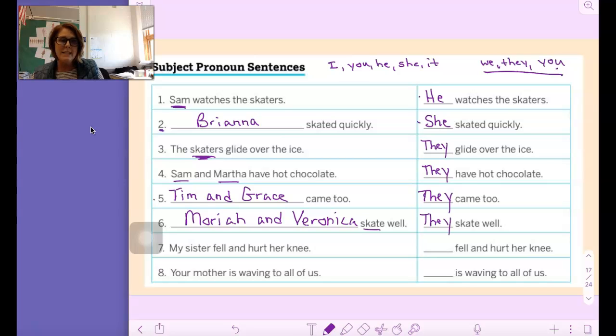Number 7, my sister fell and hurt her knee. Subject is sister. It's singular. She fell and hurt her knee. Number 8, your mother is waving to all of us. Mother is the subject. She is waving to all of us.